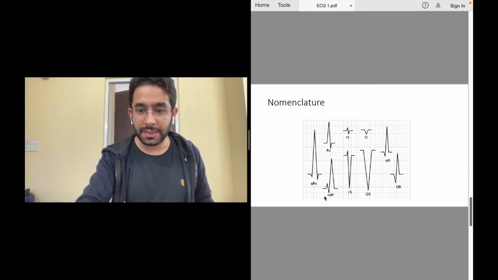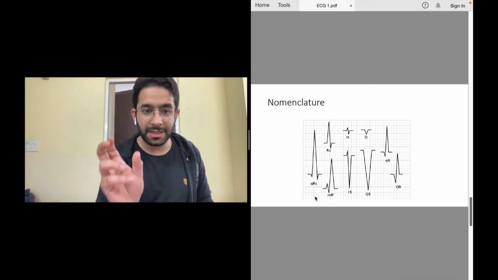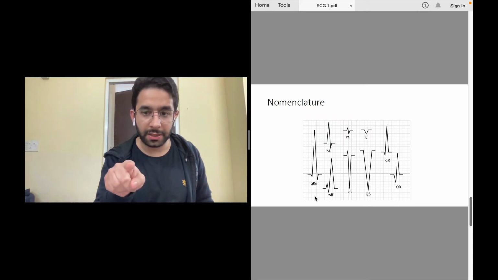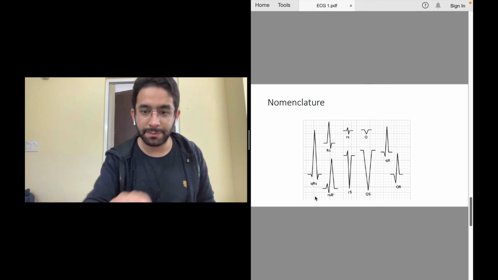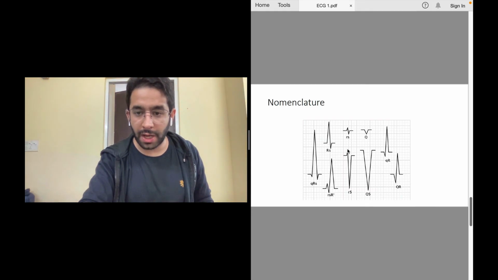So what are these capital letters and small letters, the upper letters and the lower letters? See, it is based on the size of the wave. If there's a tall R, I would write a capital R. If there's a small r, I'll write a small r. Take a look at this one. There's a big R and a small s. I've written capital R and a small s. Take a look at this picture over here. There's a small r wave and there's a deep S wave. I'll write a small r and a capital S.